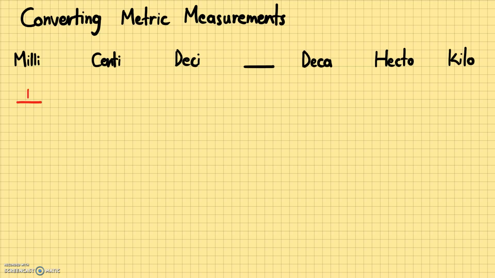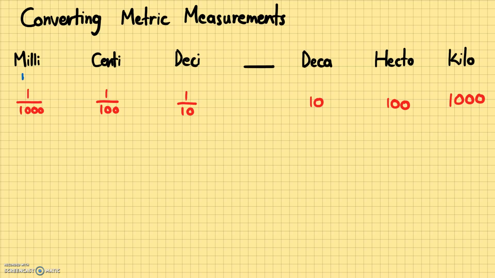So milli meant 1 over 1000. Centi means 1 over 100. Deci means 1 over 10. Deca means 10. Hecto means 100. And kilo means 1000. And let me actually put the abbreviations for each of these.